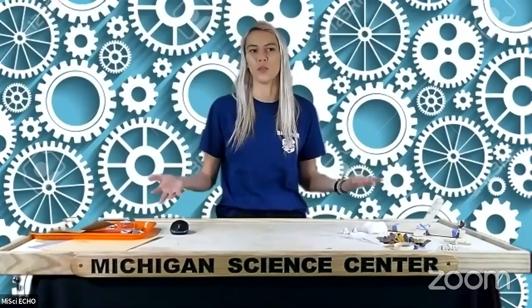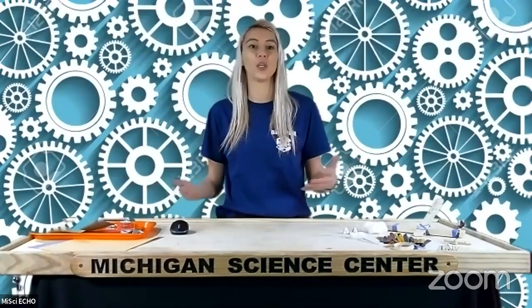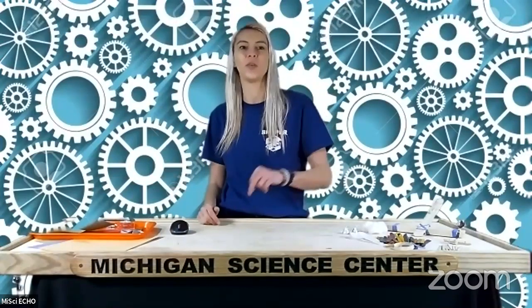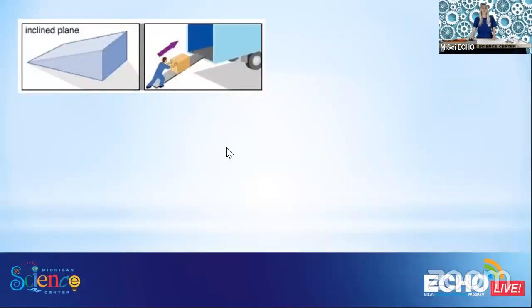So today we're talking about simple machines, and there are 6 main types of simple machines. We'll go over most of those today, and then we'll actually be creating 2 examples of simple machines that you can easily create at home using some pretty simple materials. So let's go ahead and talk about those examples of simple machines. We said there are 6 main types.